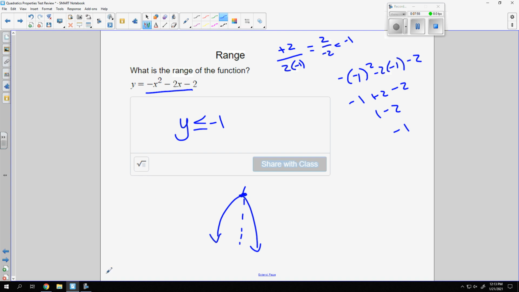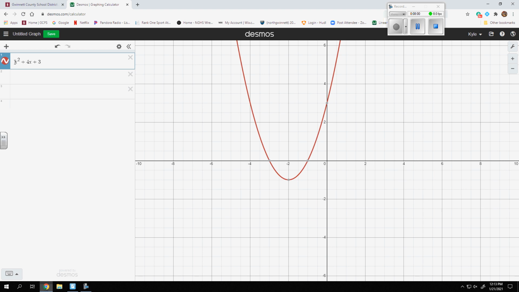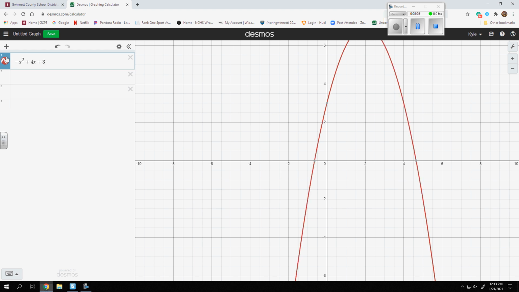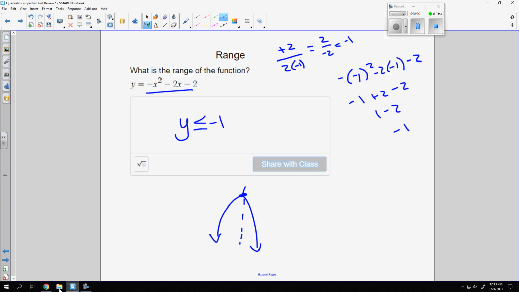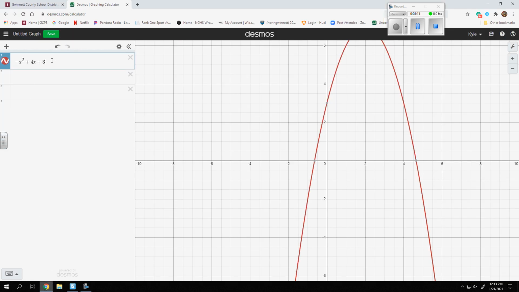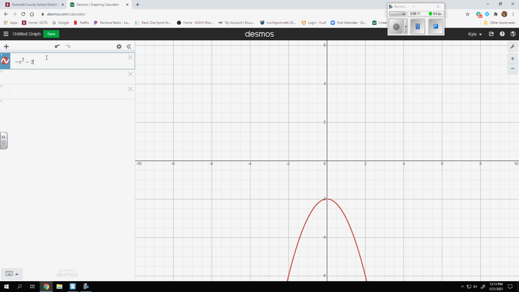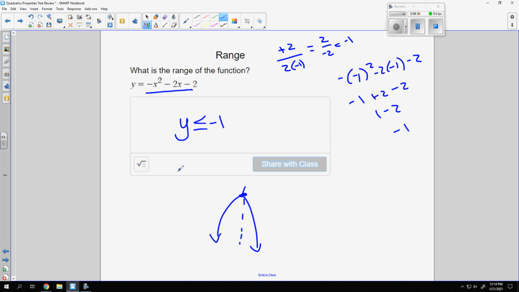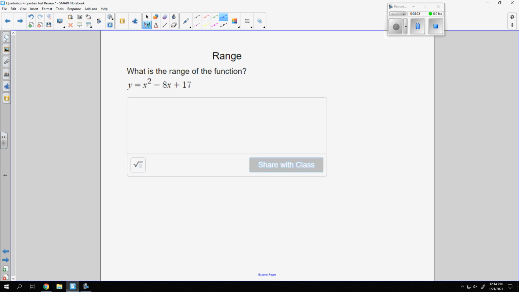I can check that out, right, and make sure I'm correct by plugging that in, once again, to my Desmos calculator. Let's look. It's a -x, 2x, -2x minus 2. Look what I got. -1, -1 should be my vertex. So all of my y's are less than that maximum. We are good there with range.